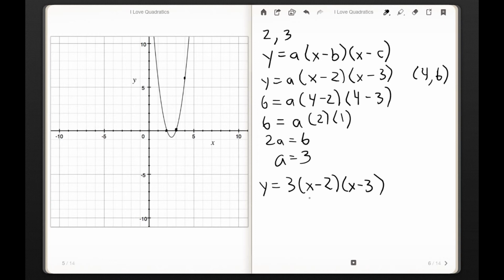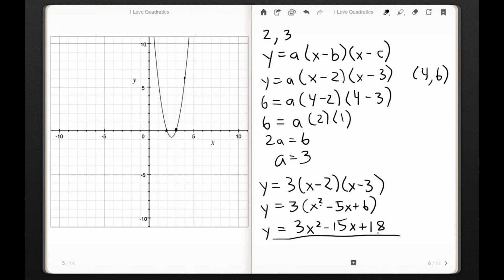And if we want to convert to standard form, we're just going to multiply these two terms together, and multiply that by 3. And there we go. That's the standard form of this equation.